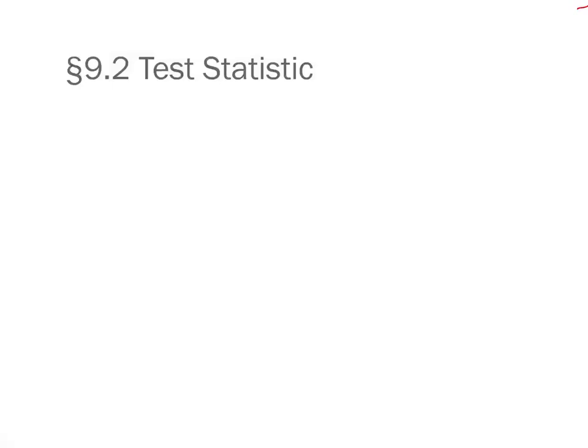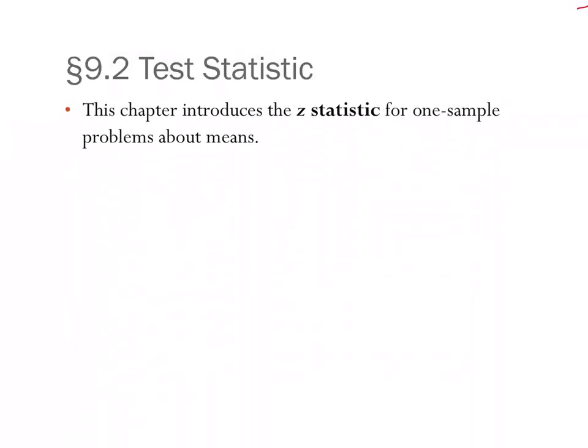Hello and welcome to part 2 of chapter 9. Here we're going to go over section 9.2, which is our test statistic. So in 9.2 we have a z statistic for one sample problems about the mean. Here we abbreviate this the z-stat.